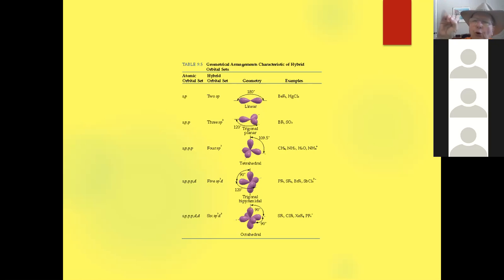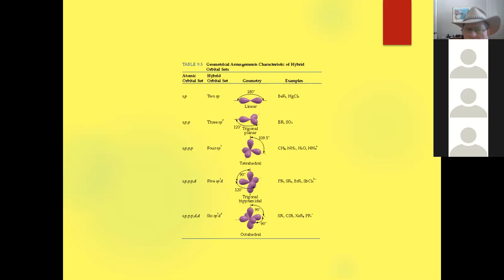I have to employ one of the d orbitals, and so that hybridization is sp3d. I'm going to 6. That means I need 6 atomic orbitals. S, P, P, P, D, D. S, P3, D2. Is this kind of making sense?